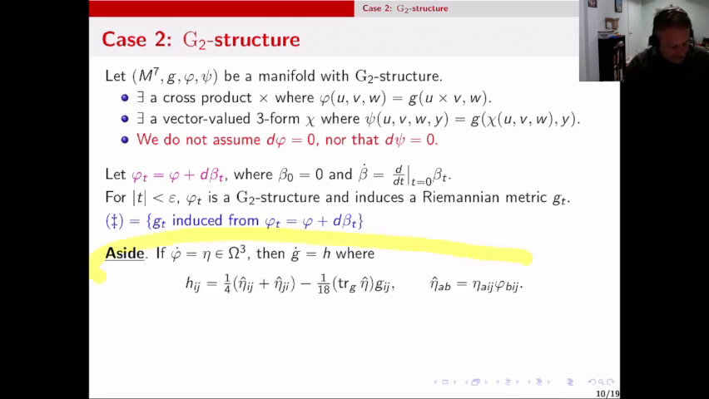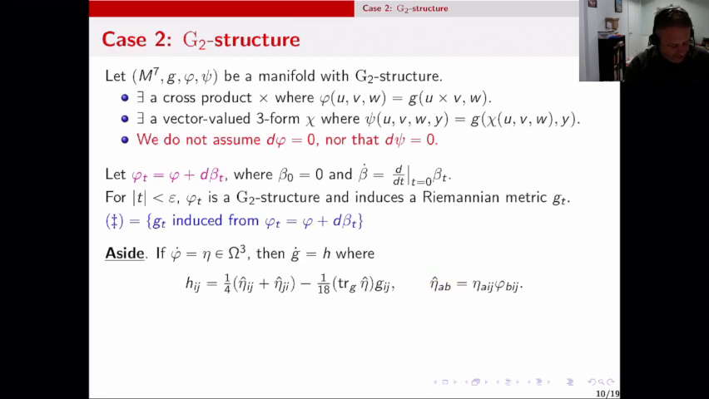Here's an aside. It's not going to really be important so much because I'm not going to show you the full details of the calculation, but just to get a sense, at least to first order, the infinitesimal dependence of the metric on the 3 form is obtained as follows. So if I have a 3 form which is varying in the direction of some 3 form eta, which in our case is going to be d beta, but let's just say we have a variation of a 3 form eta, then you can construct a 2 tensor by contracting eta with phi on 2 pairs of indices. That leaves us with 1 pair of indices, so that's a covariant 2 tensor on M.